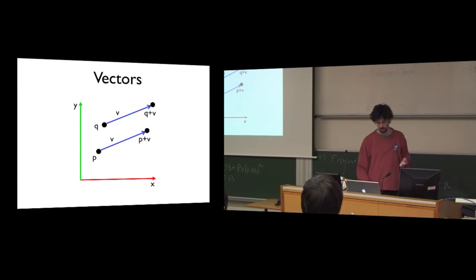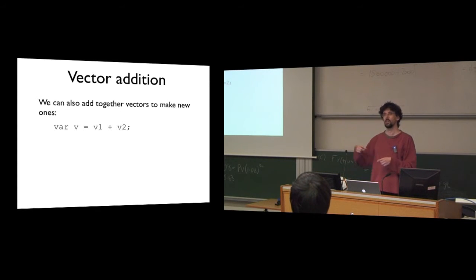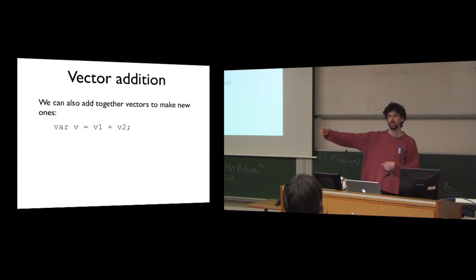So like I said, we can also add vectors together to make new vectors. So if I said walk 1 kilometre east and then 1 kilometre north, that would be the same as walking about 1.4 kilometres northeast, right? I don't know if that makes sense, but we'll show you a worked example here.